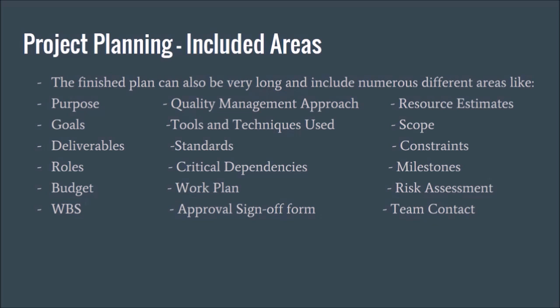Some of the included areas that project planning covers, there's numerous ones. The finished plan can be very long, and some of the areas that it includes are purpose, goals, scope, deliverables, constraints, critical dependencies, milestones, budget, risk assessment, work breakdown structure (WBS), and also quality management approach, tools and techniques, resource estimates, standards, change and control procedures, roles, work plan, team contact directory, and an approval sign-off form.